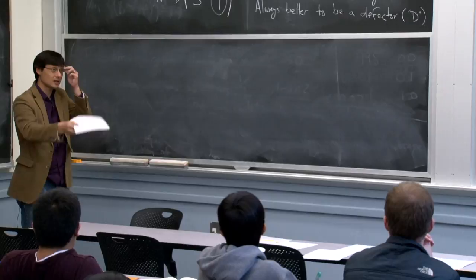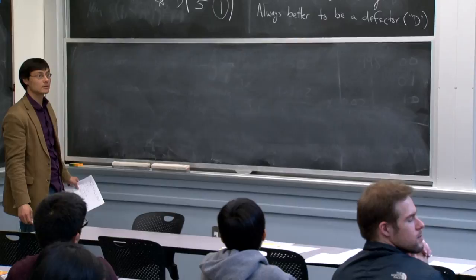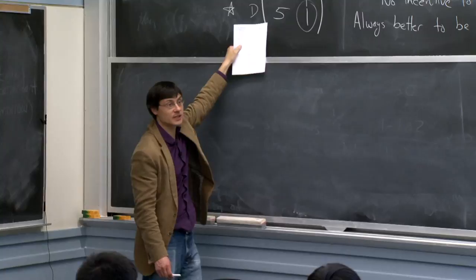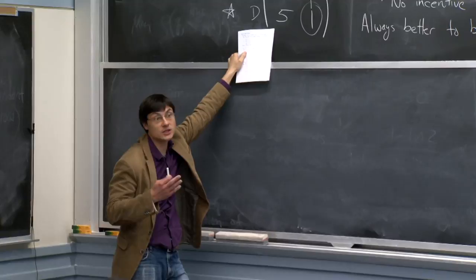Sorry, what if instead of 5 you have 7? Because then the population as a whole, its fitness decreases when you defect. All right, so you're saying if this 5 were a 7 instead? Right, then the Nash equilibrium is still defect.